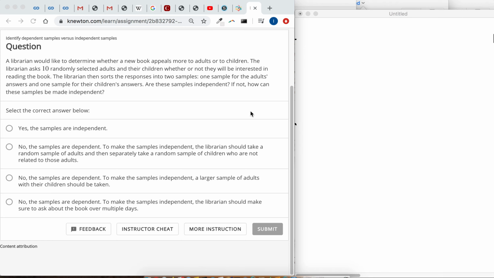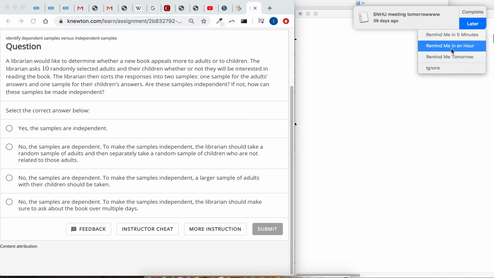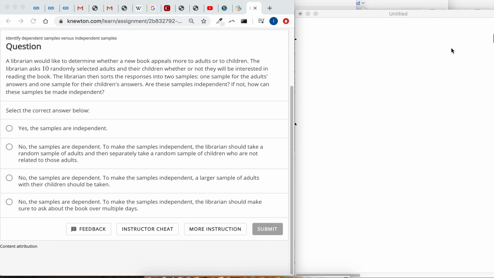Okay, this question asks us if the samples are dependent or independent. And that goes back to that idea of independence that we started at the beginning of the course. Does the sampling of one number impact the sampling of another number? If it does, then that means they're dependent. If it doesn't, that means they're independent.